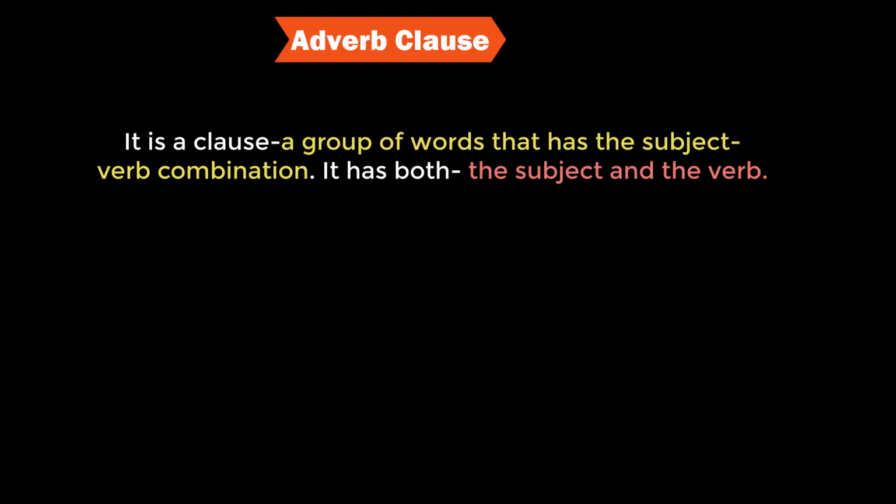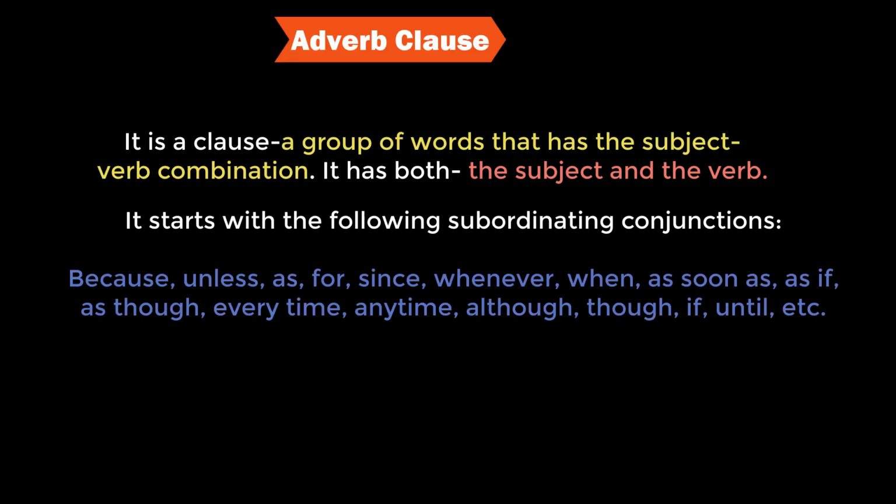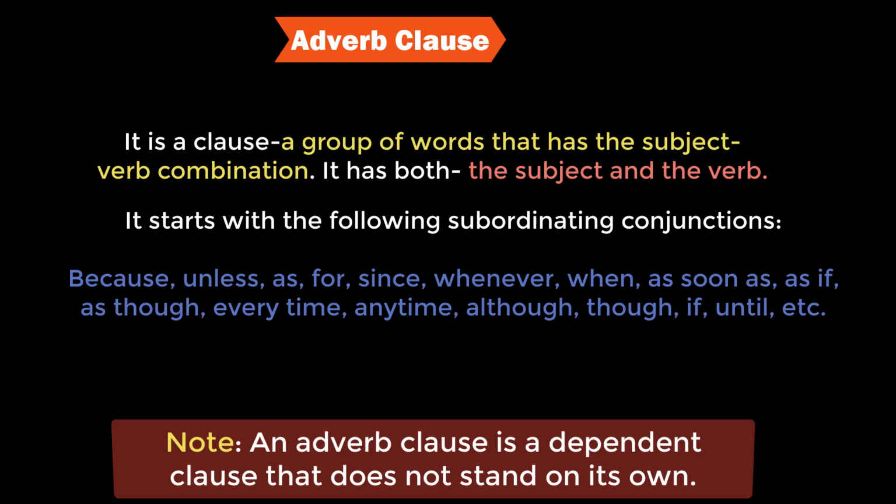Now, the very first thing to understand is that it is a clause, which means it is a group of words that contains the subject-verb combination. It means it has both the subject and the verb. And it always starts with some subordinating conjunctions, such as because, since, when, for, whenever, as if, where, and all the conjunctions that you see on your screen. Since it starts with a subordinating conjunction, it is a dependent clause. It does not stand on its own. It does not give a clear meaning. It is a dependent clause which depends on another part of the sentence.